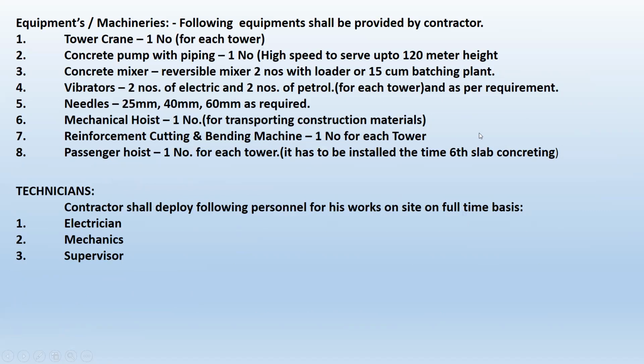Equipment and machineries. What equipment and machineries does the contractor have to bring into the site? For example, I am giving you some items such as a tower crane, concreting pump. Up to what height the concreting pump has to pump? Concreting mixer, if there is one, what sort of mixer has to be identified. Vibrators, what sort of vibrators, electrical, mechanical, etc. Needles, mechanical hoist, that is the builder hoist, reinforcement cutting and bending machine, passenger hoist, etc. Beyond that, if there is any more equipment to be added, you can add it.